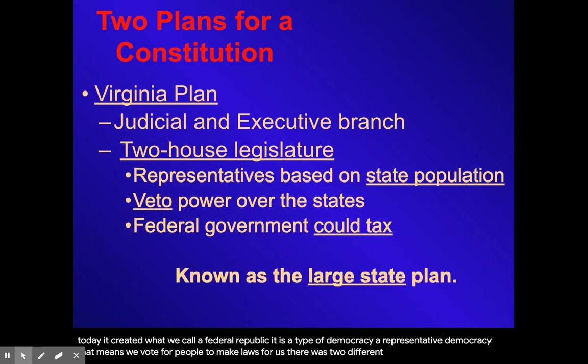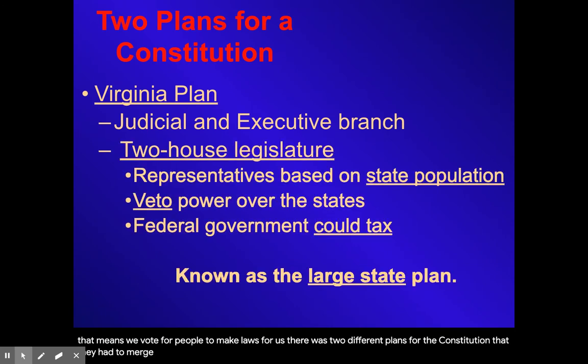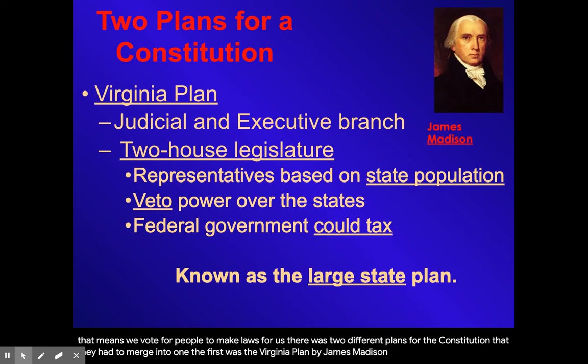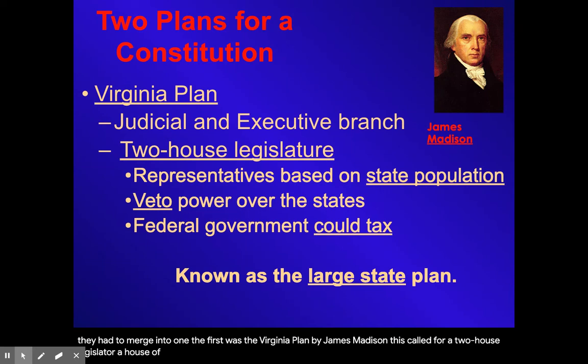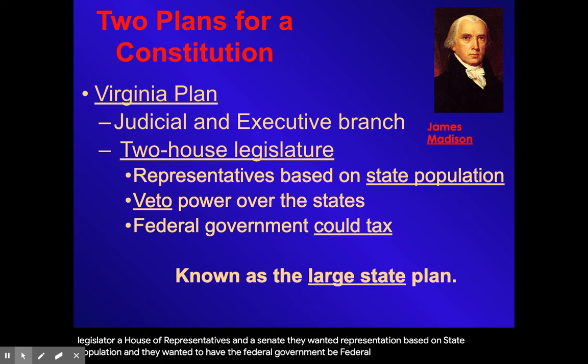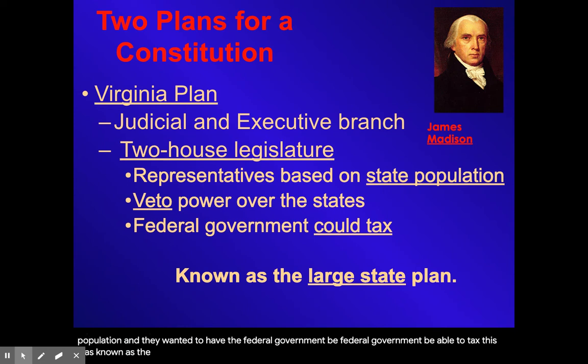There were two different plans for the Constitution that they had to merge into one. The first was the Virginia Plan by James Madison. This called for a two-house legislature, a House of Representatives and a Senate. They wanted representation based on state population, and they wanted the federal government to be able to tax. This was known as the large state plan because states that had bigger populations would be better off in this plan.